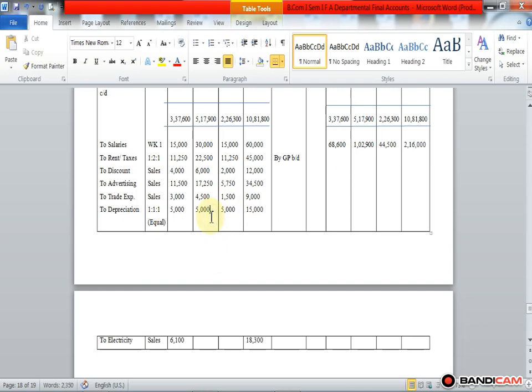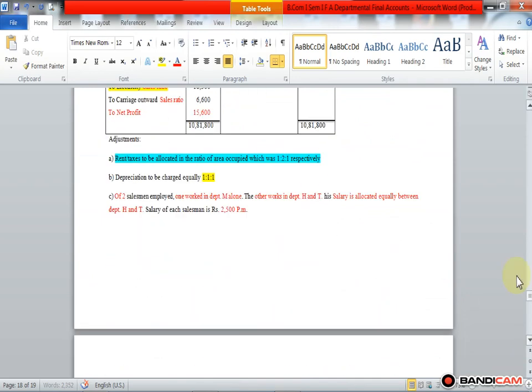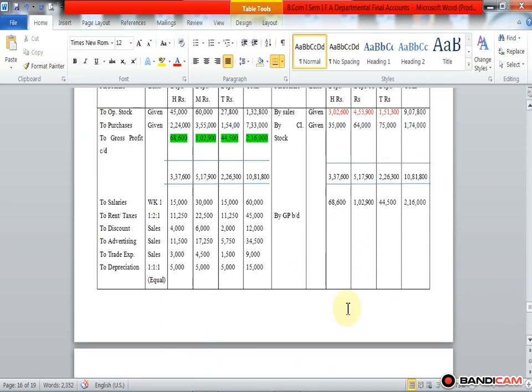For department M, 9,150, and department T amounted to rupees 3,050. Okay, then the last expense given is carriage outward. So carriage outward is distributed on the basis of sales ratio, 6,600.